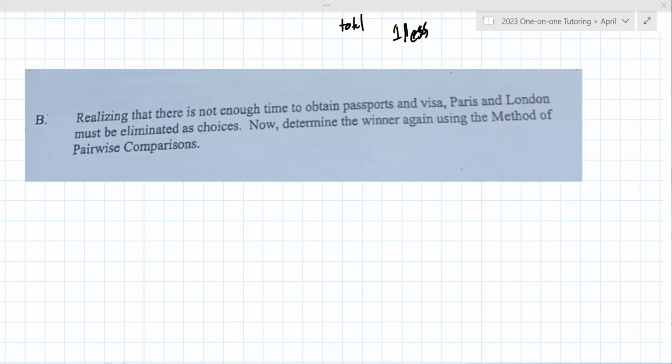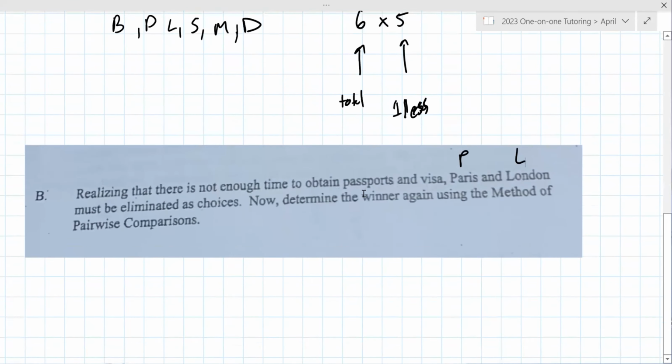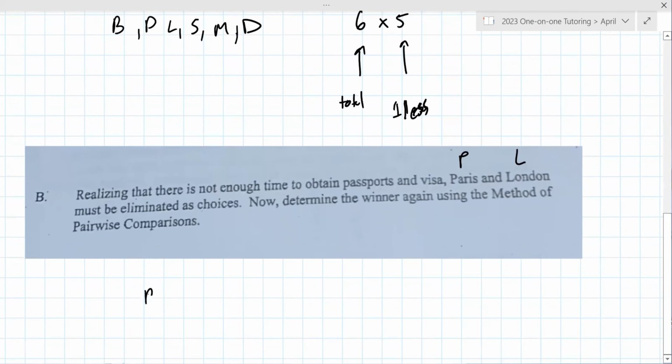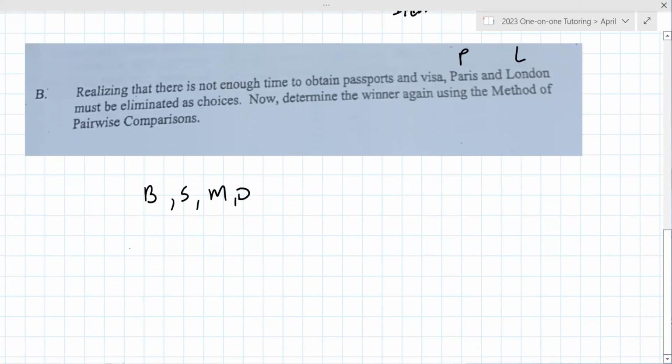All right, so now they're saying there's not enough time to get passports for Paris. So we're assuming P and L are for Paris and London, which leaves us letters B, S, M, and D. So we need to compare B and S, B and M, B and P, and then S with M, S with P, and then M with P.